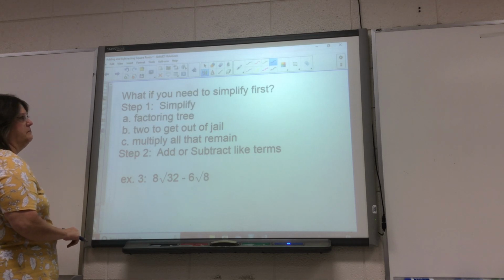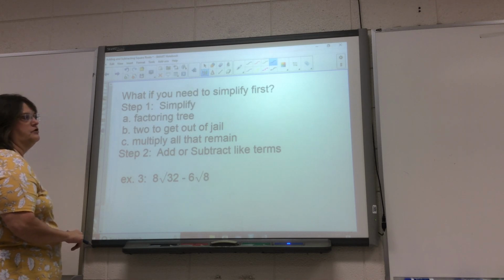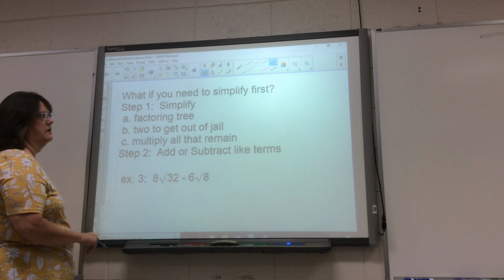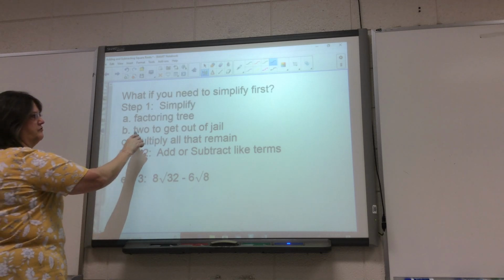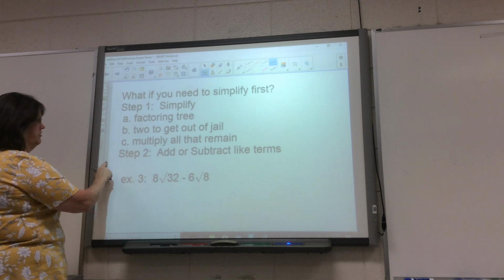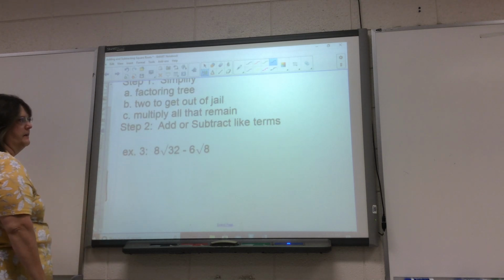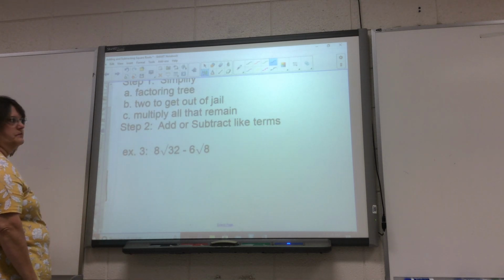Sometimes you have to simplify your radical first, and you know how to simplify. We did that on the other video. Remember, you have to use the factoring tree. It takes 2 to bring 1 out of jail, and then you multiply all that remain. And then you add or subtract like terms.